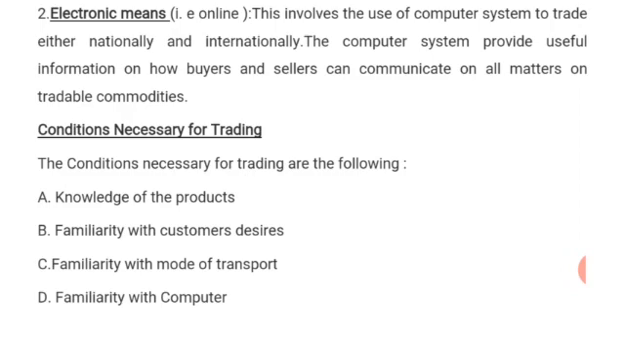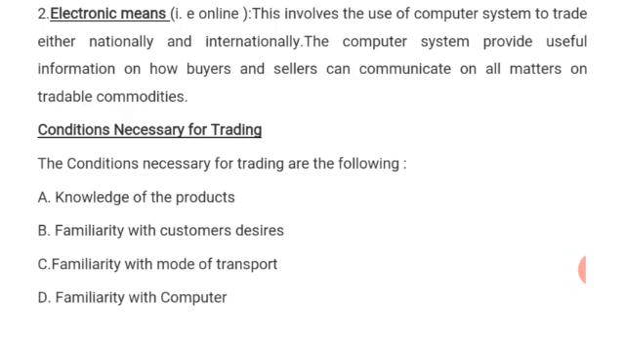C, familiarity with mode of transport. Every buyer or seller must know the type of transport or mode of transport they want to use, either in getting to the market or in carrying the goods to the market where the goods will be bought. So there must be a familiarity with mode of transport.